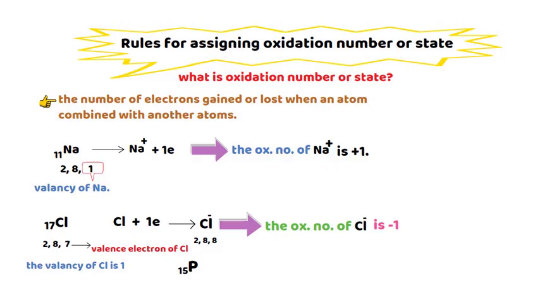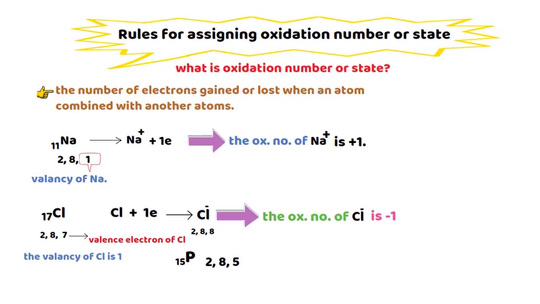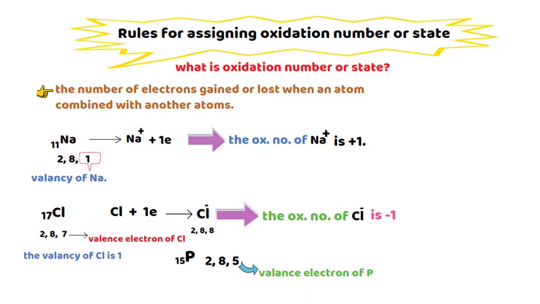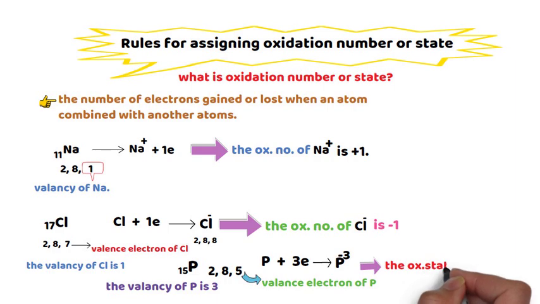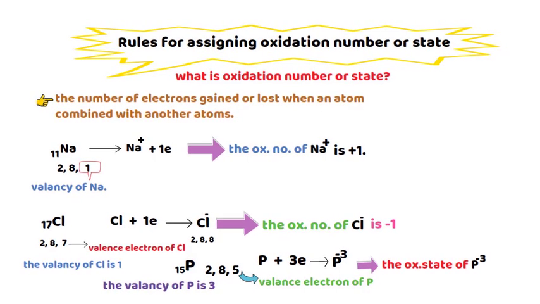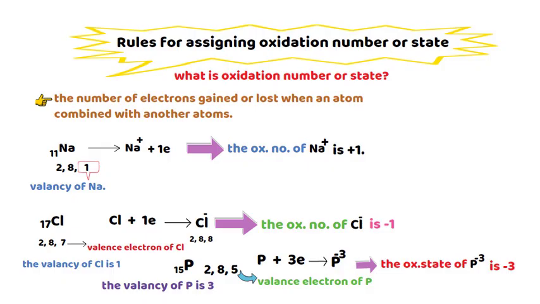Phosphorus atomic number 15. Electron configuration shell 2, 8, 5. 5 is the valence electron of phosphorus atom, but the valence of phosphorus atom is 3. That means phosphorus needs 3 electrons to have 8 electrons in its outermost shell. Phosphorus atom gains 3 electrons and forms phosphorus 3- ion. The oxidation number of phosphorus 3- ion is -3.